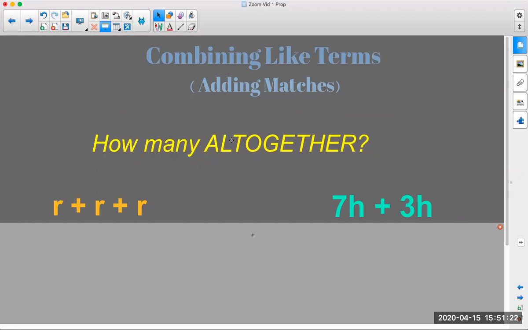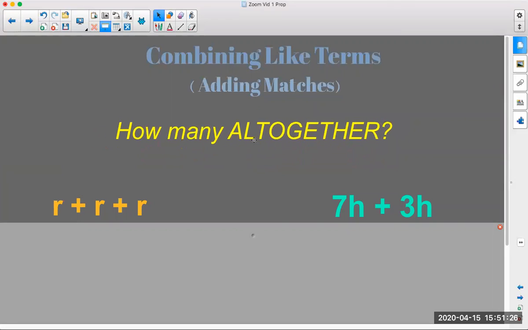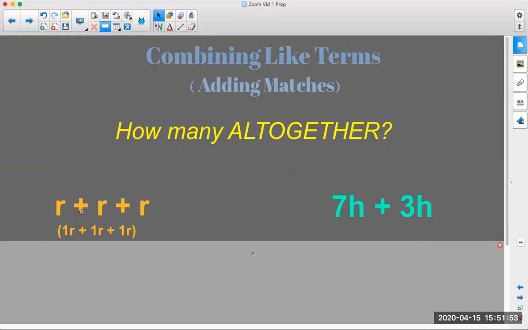This is the question that we are trying to answer. How many altogether? This is what you're doing when you're combining like terms. So here we have a bunch of R's. How many R's is it? Before you answer that, when you have a variable that doesn't have a number in the front, there's really an invisible one in front of it. So this expression, R plus R plus R, is the same thing as 1R plus 1R plus 1R.